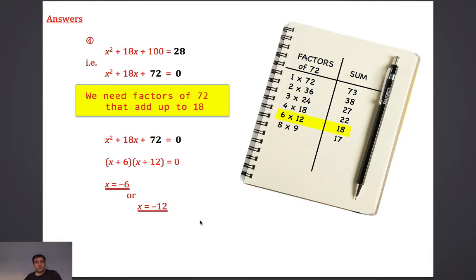And of course, being algebra, you could just check that answer if you want by sticking them all the way back into the original equation and making sure that you get 28 at the end, which you will do if you do it correctly.